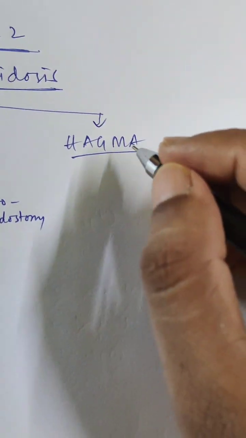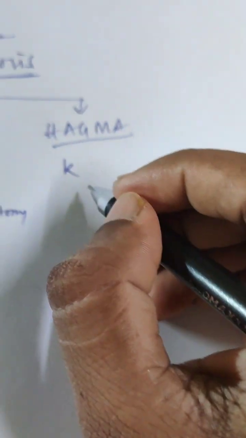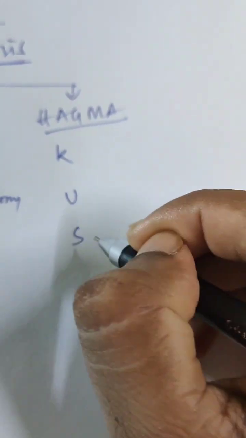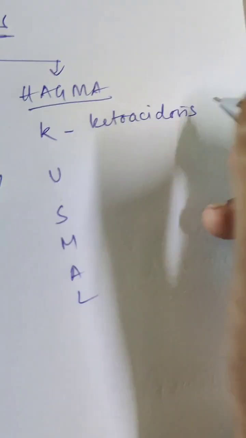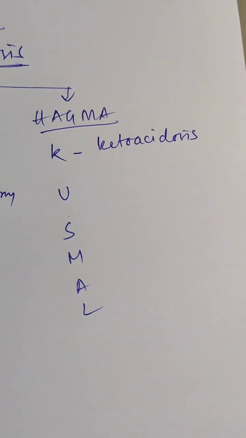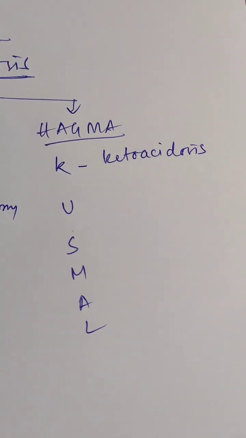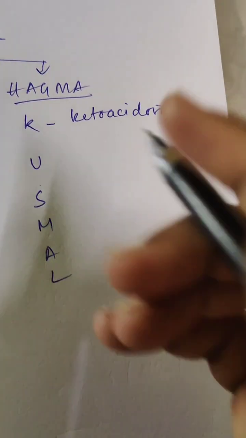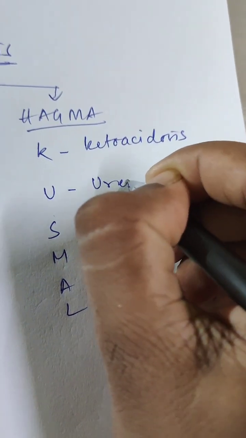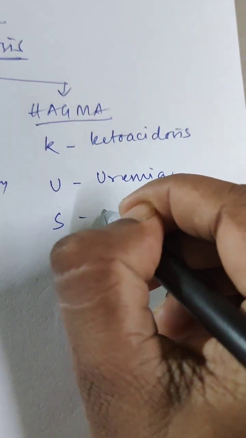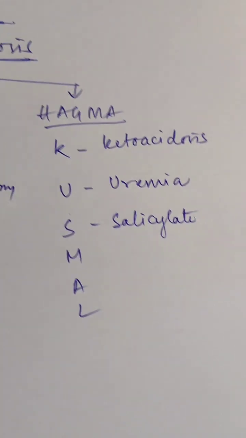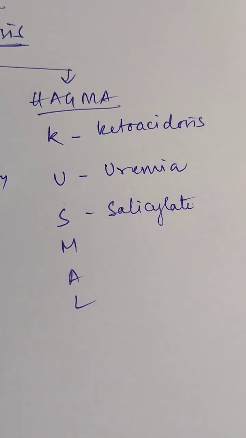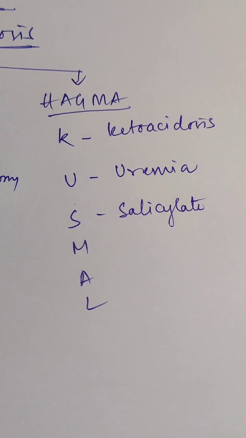So there is a very simple mnemonic for that. The mnemonic goes KUSMAL, Kussmaul. So K means ketoacidosis. Examples of ketoacidosis are diabetic ketoacidosis, starvation, and alcohol intake in excess. Second, U means uremia. S means salicylate poisoning. Salicylate means aspirin. Aspirin poisoning can also be mentioned in the question.